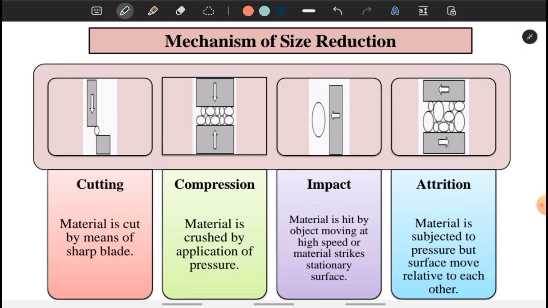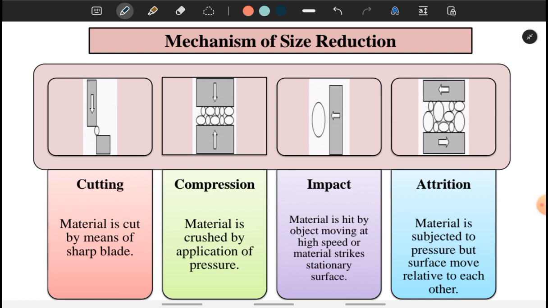So in impact, the material is hit by an object moving at high speed, or the material strikes a stationary surface. If the material is hit by a moving object or strikes any surface, the material will shatter into smaller pieces and the size of the particles will be reduced.